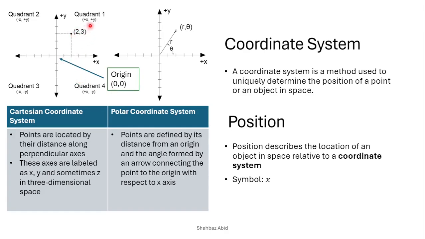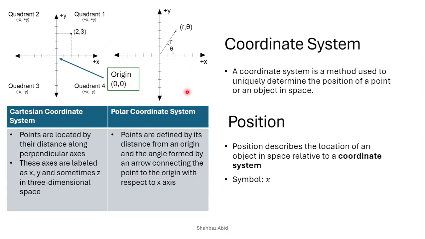I have given an example of a two-dimensional object location or position. In this case x equals 2, it has traveled 2 units, and y equals 3, it has traveled 3 units in the y direction. So the location is 2 comma 3.